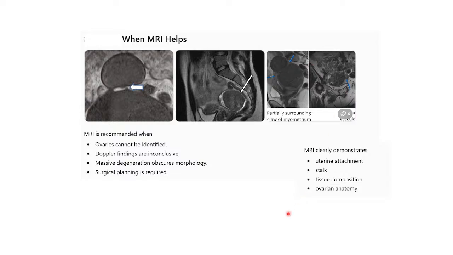So MRI clearly demonstrates the uterine attachment, the stalk, tissue composition and ovarian anatomy. So those are the major advantages, the merits of using MRI over ultrasound. So you must write this down and understand everything for you to master differentiating the origin of pelvic lesions or masses.